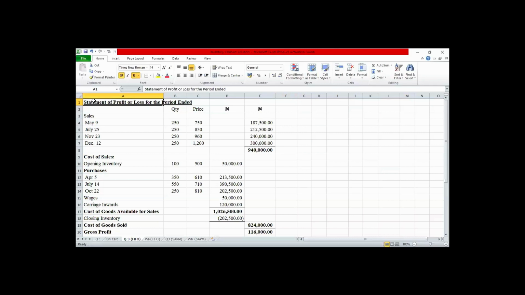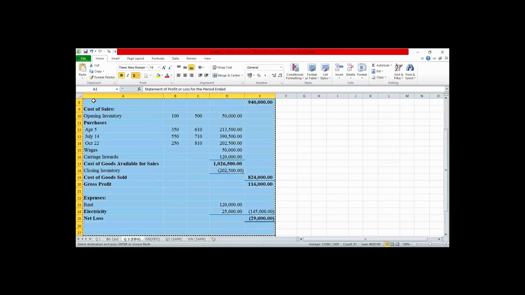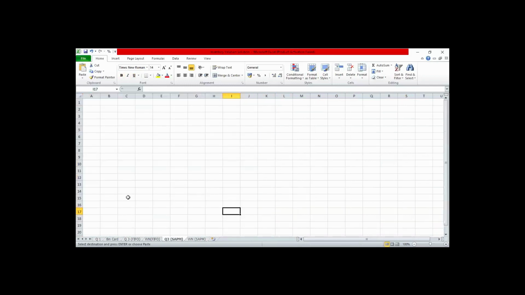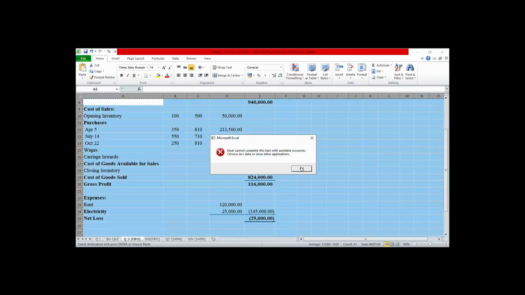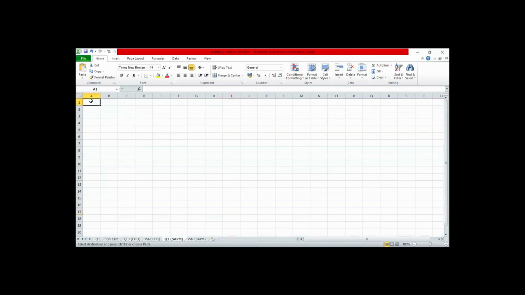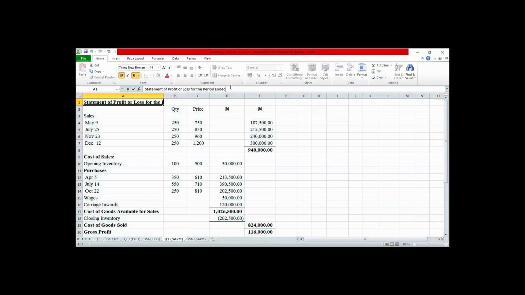I can copy this one also, but some things are going to change. Now, the selling price will still remain the same. This one is the simple average pricing method that we are using now. The first one was first in, first out. Let me indicate that at the front.